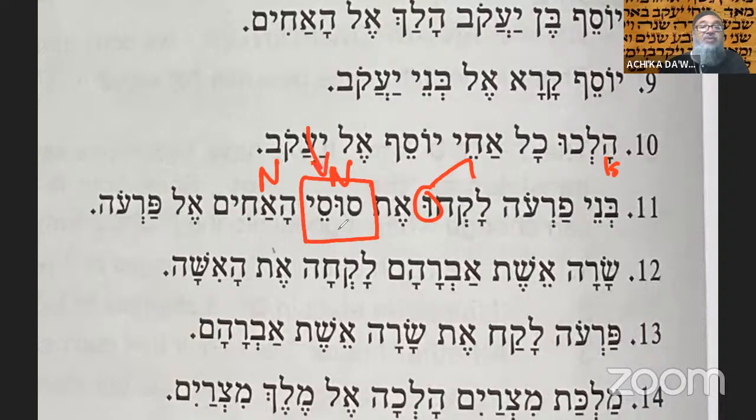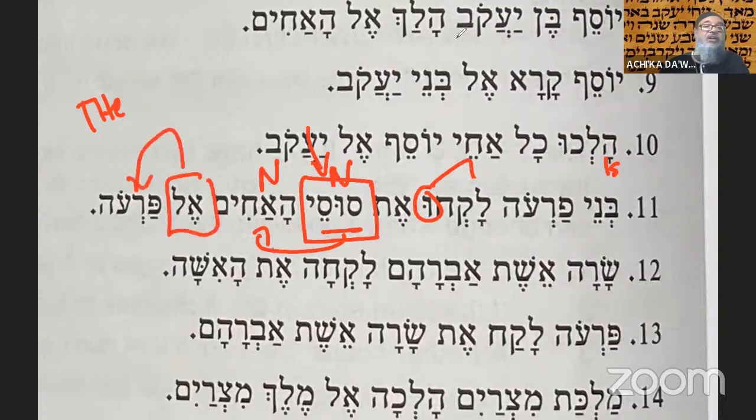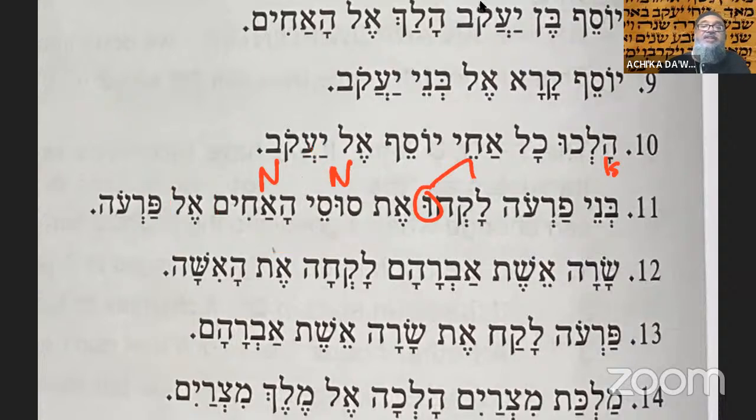So before this was susay, it used to be susim. So it would be susim ha'akim. It's like, no, we can't do that. We're going to go susay so we can give ownership of the horses to the brothers. Because these are the horses, the male horses of the brothers. Okay. To whom did they give it? They gave it to, that's a preposition, to Paro. So the sons of Paro, they took the horses of the Hakim to Paro. Okay.